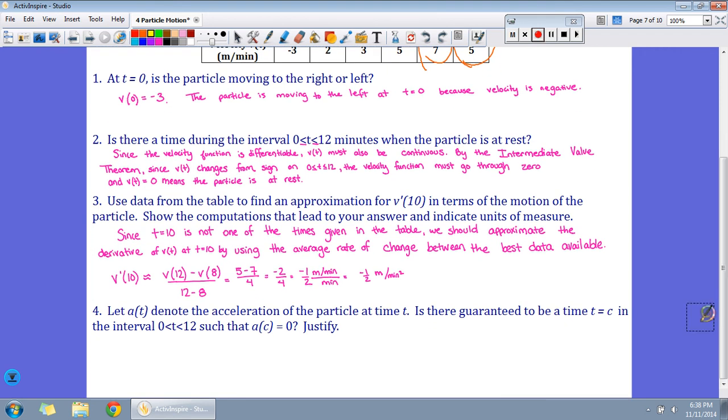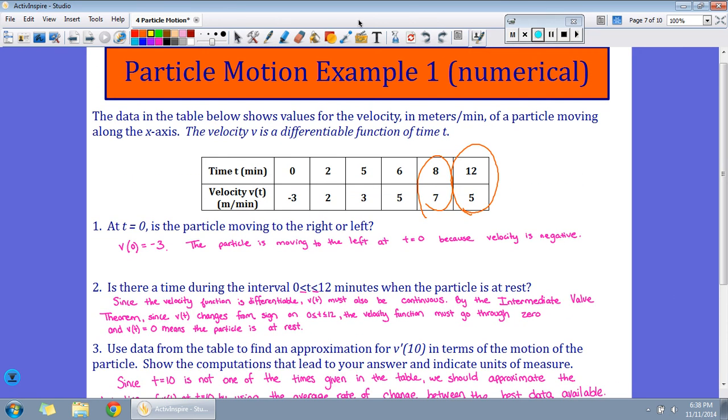All right, now we're going to let a of t denote the acceleration of the particle at time t. Is there guaranteed to be a time where the acceleration is 0? Okay, well, we're going to go back up to our table. Since the velocity function is differentiable, it has to be continuous. And since v of 6 and v of 12 are the same, the velocity function fulfills all three requirements of Rolle's theorem.